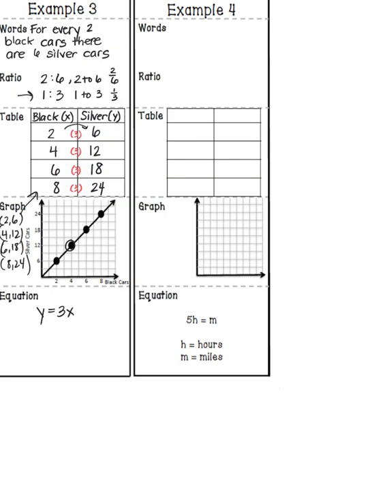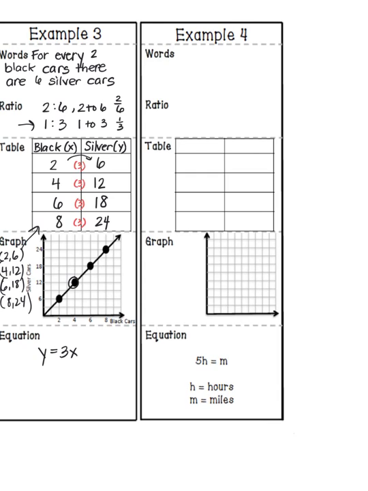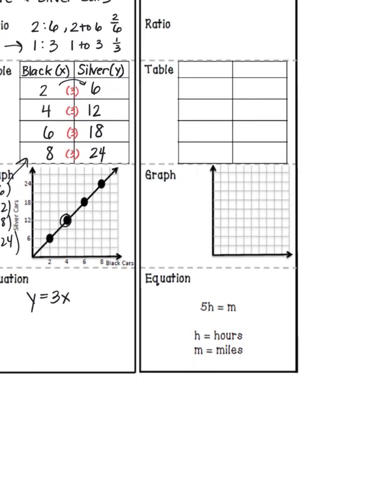Okay, so example 4, we are missing the words, we're missing the ratio, we're missing the table, we're missing the graph. The only thing that we have is an equation, so we have to work from there. This equation looks different because we've been using x and y, and they're giving us words like hours and miles so that we can figure out what the words are for the ratio. So let's replace the h and the m with x and y because that's what we've been using. So h would be the same thing as x. So let's just make them look like the other ones. And m would be the same thing as y.